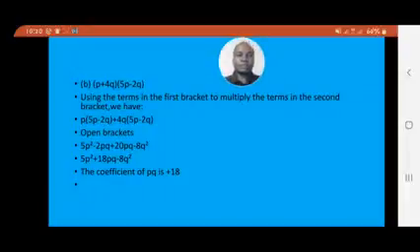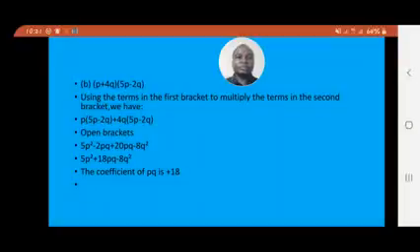Okay, let's take example B. This time around, we are going to use the terms in the first bracket to multiply the terms in the second bracket, and we do that as follows. p(5p - 2q) + 4q(5p - 2q). You can see that I just distributed the terms in the first bracket over the terms in the second bracket.